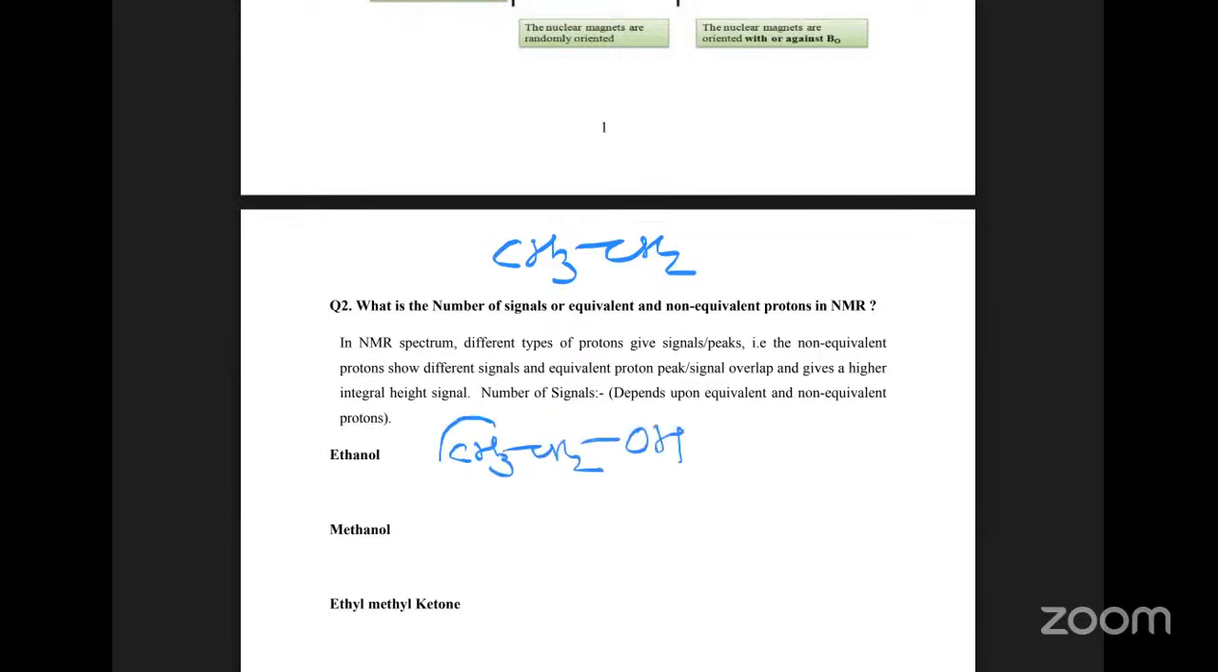Now here there are 3 protons, here there are 2 protons, here there is 1 proton. These 3 protons are equivalent, these 2 protons are equivalent, and this one is there. But this one and this one are not equivalent, so they are non-equivalent protons. The equivalent protons will show one signal, the other equivalent protons will show another signal, and this OH will show another signal. So in the case of ethanol, you will find 3 peaks, or we can say 3 signals.